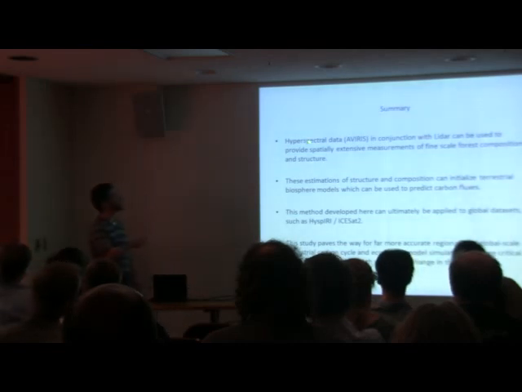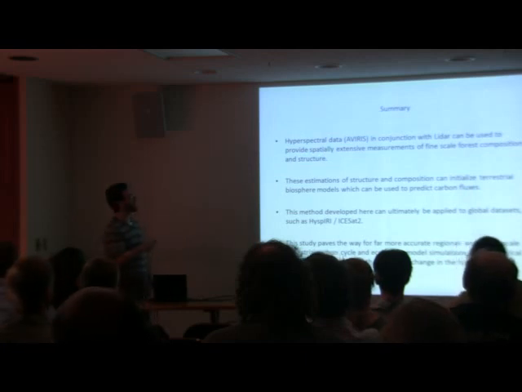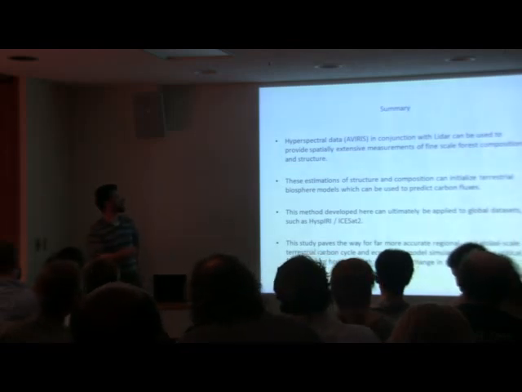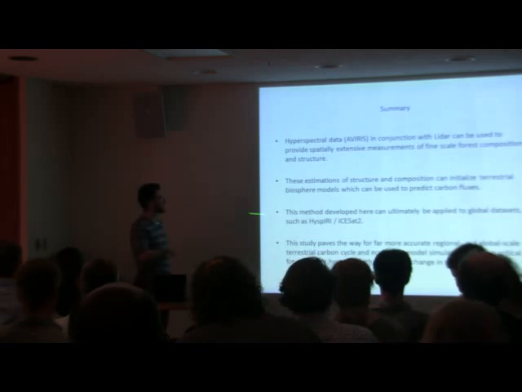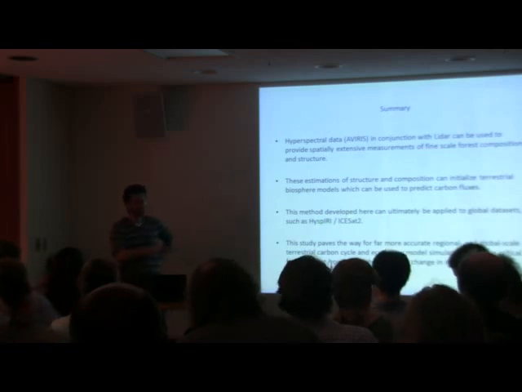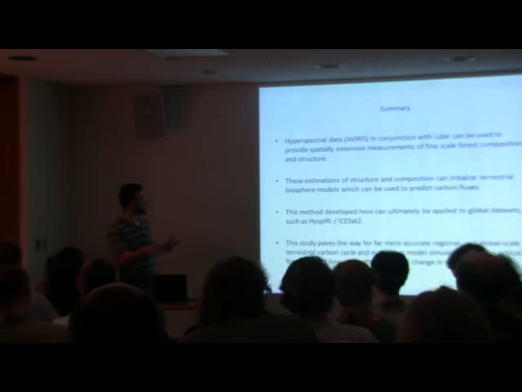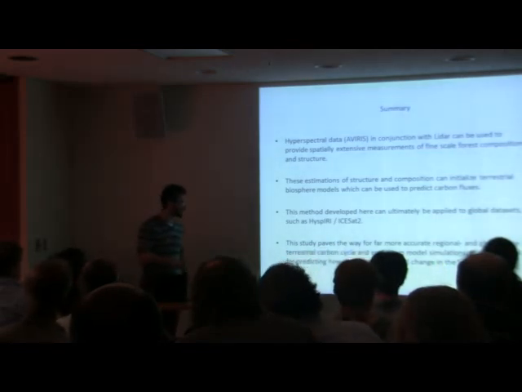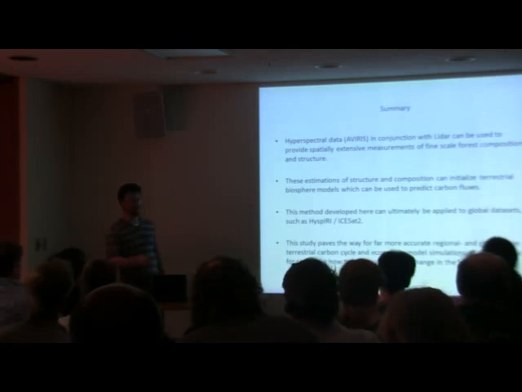So in summary, the hyperspectral and the LiDAR have been used to provide spatially extensive measurements of fine-scale forest structure and composition. These estimates have been used to initialize the model and to constrain the predictions of carbon fluxes. And in the future, satellites like HISPIRI, which is a hyperspectral satellite, and ICESat-2, which is a new satellite with more advanced class satellite, could be used to pave the way for more accurate regional and global scale carbon cycle simulations that are critical for predicting how the Earth system will change in the future.